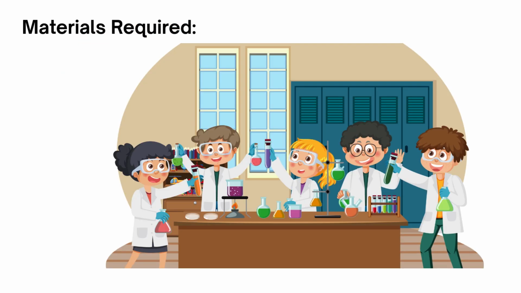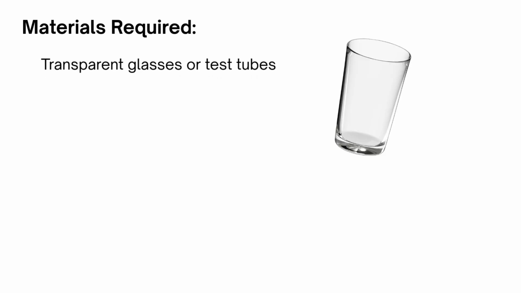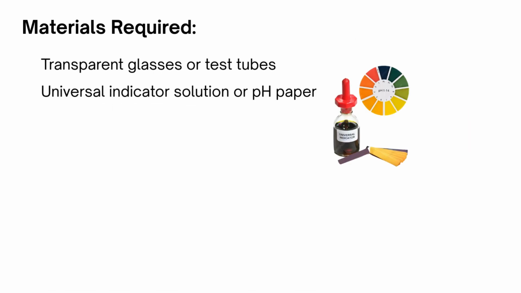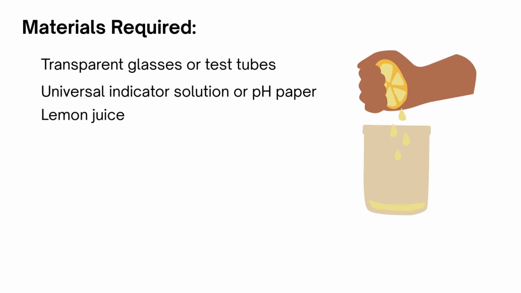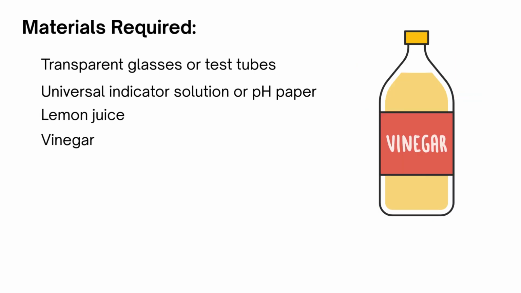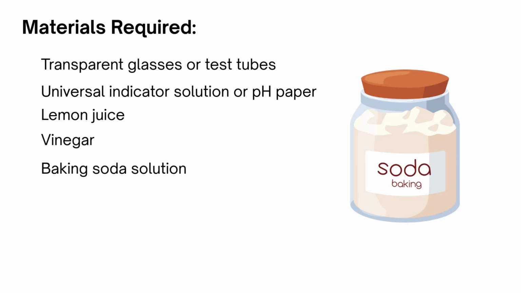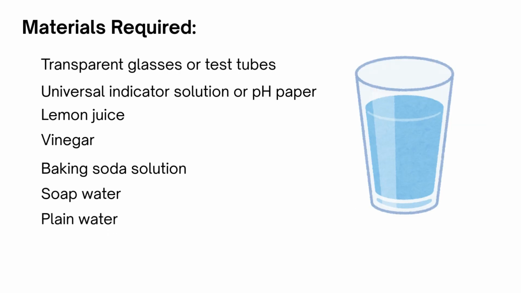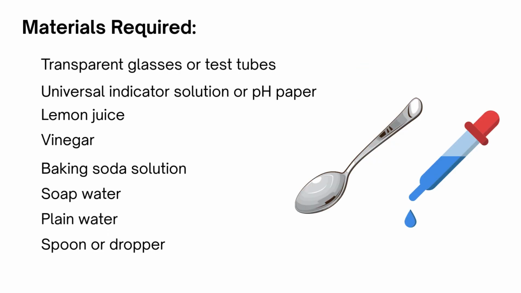Materials required. Here are the materials you need. You can find most of these at home. Transparent glasses or test tubes. Universal indicator solution or pH paper. Lemon juice. Vinegar. Baking soda solution. Soap water. Plain water. Spoon or dropper.